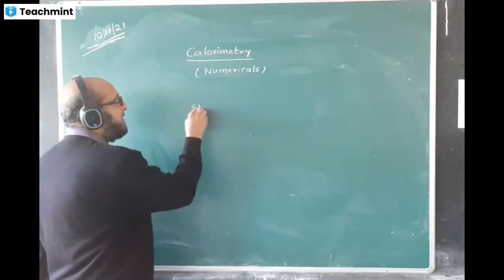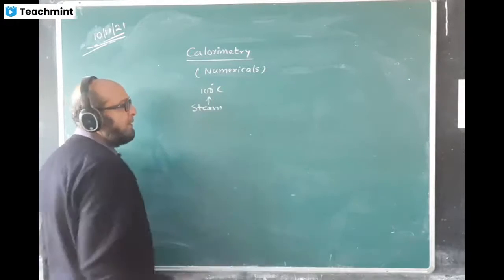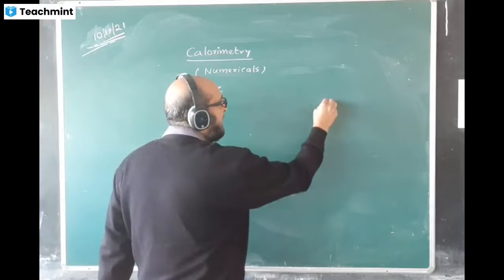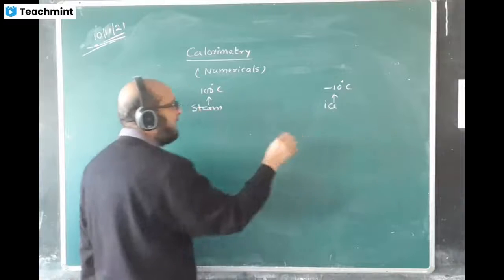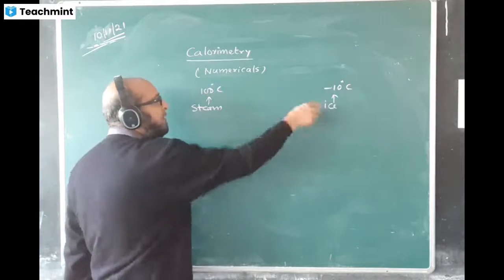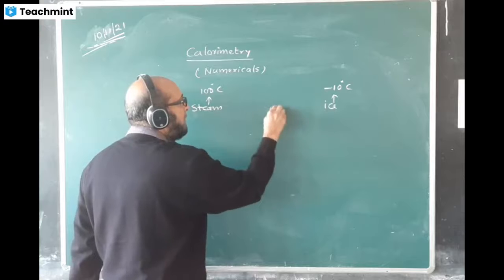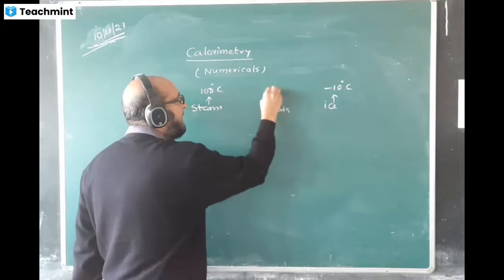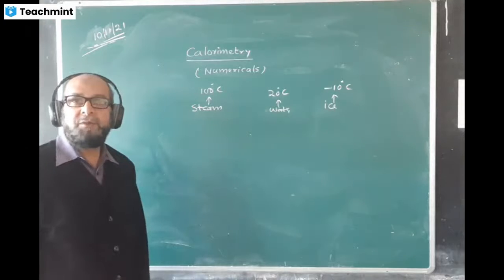Suppose I am having steam at 100 degrees Celsius on one side, and on the other side I am having ice of minus 10 degrees Celsius. After putting the steam into the ice, we are having a mixture. This is water of 20 degrees Celsius. How will you make the equation? Can you tell me how will you make the equation?